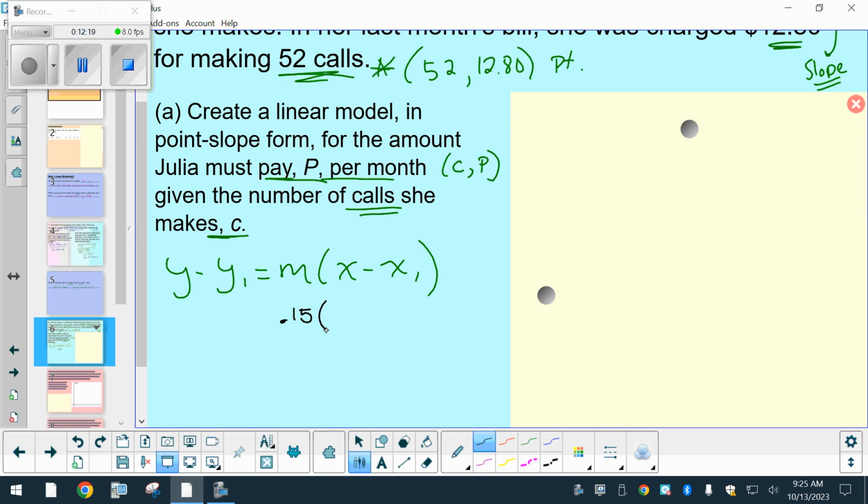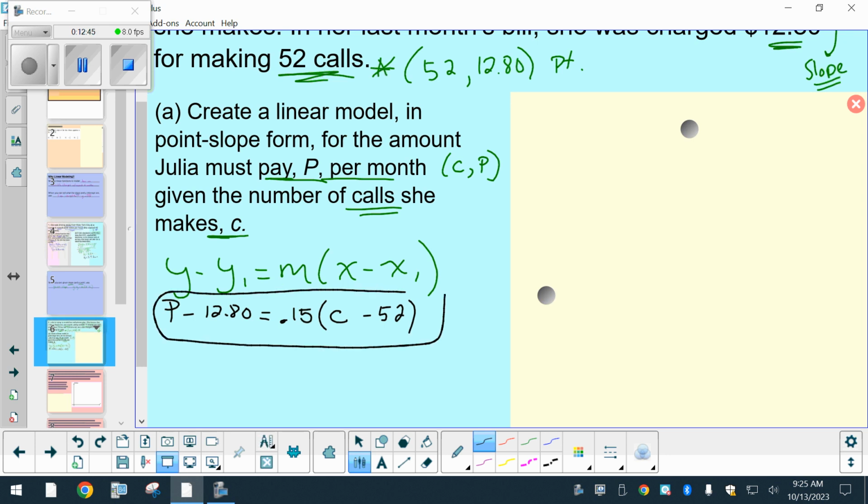Okay, now instead of an x, I want to use the calls here. I want to use the c. And instead of a y, I want to use the p. So it's going to be p minus 1280 equals your 15 cents, right, times c minus 52. Right? And that's in your point slope form. You guys okay with that?